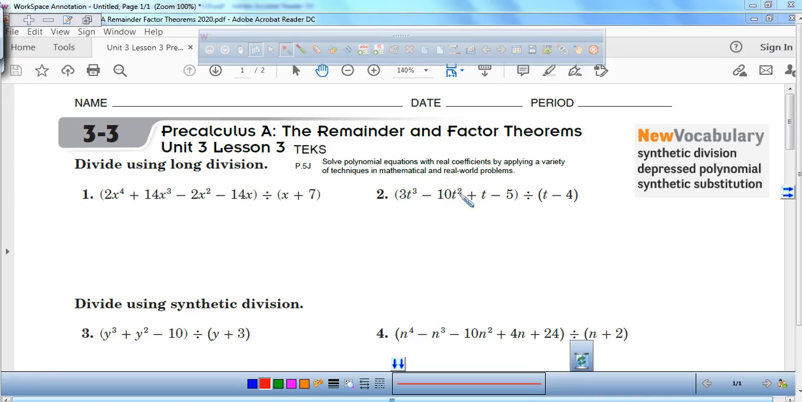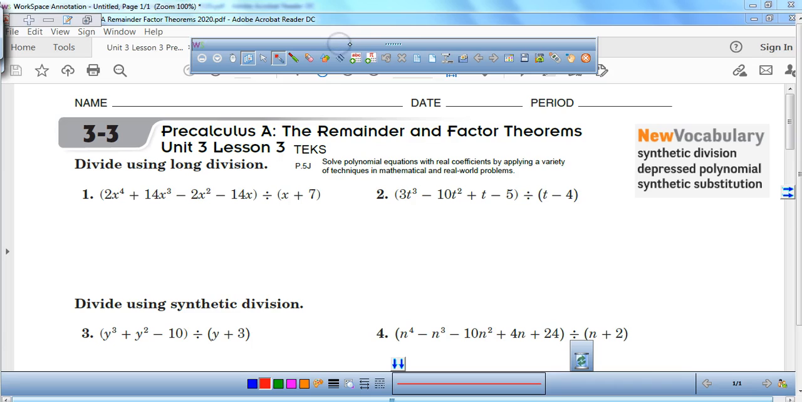Hello everybody. You might be wondering why I'm starting out on Unit 3, Lesson 3, and the reason is because in Unit 1 we pretty much covered a ton of stuff. So we covered pretty much everything in Unit 3 with the exception of one thing, which is long division and synthetic division. So we're going to be talking about that today. We're going to learn how to solve polynomial equations and how to divide them. So first thing we're going to do is try dividing using long division.